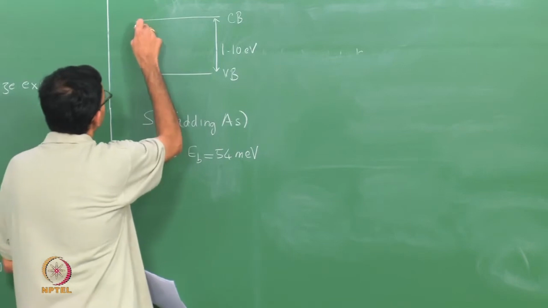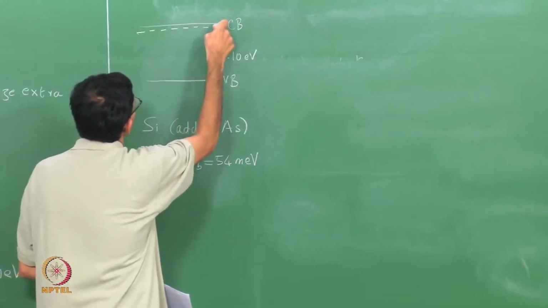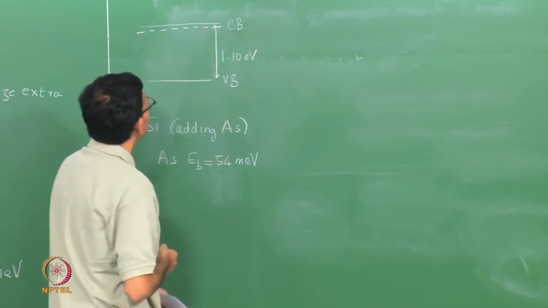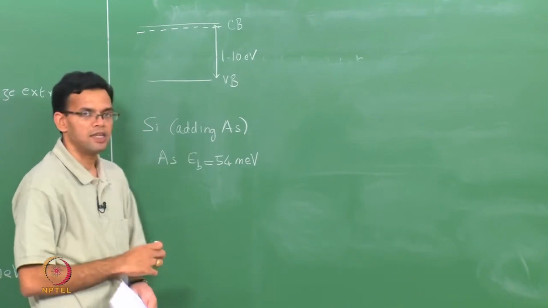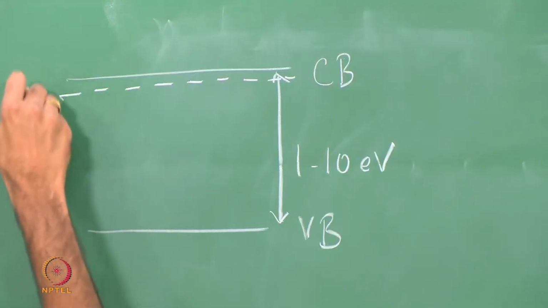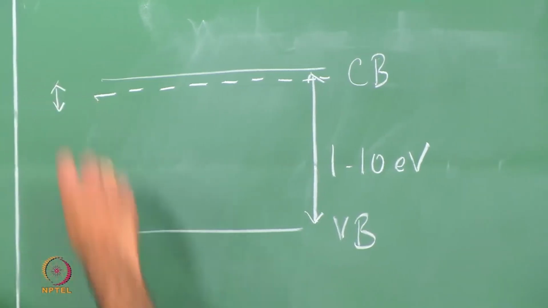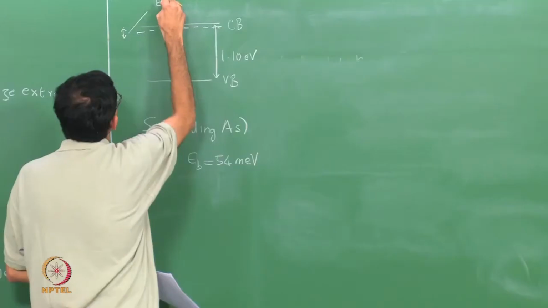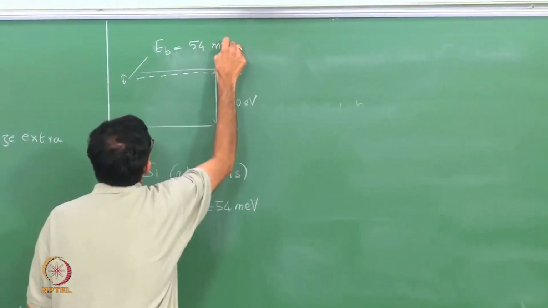If I were to depict this, I will show the arsenic in terms of dotted lines. The dotted line just tells you it is a localized state. You have individual arsenic atoms within the solid, and the difference between the arsenic level and the conduction band is nothing but EB, which is 54 milli eV.